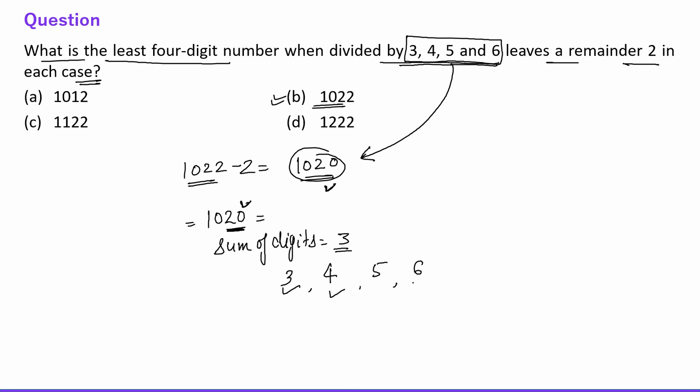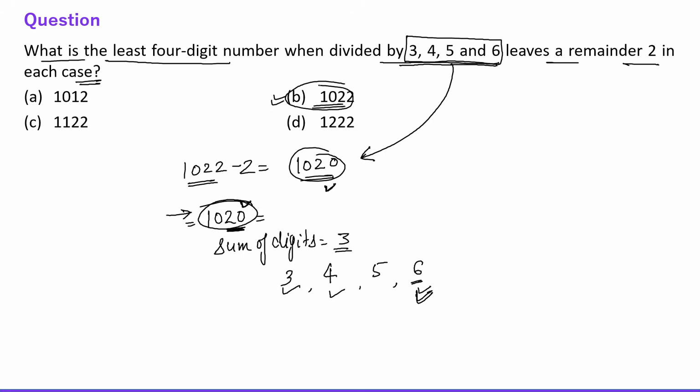And what about 6? This number is also divisible by 6 because it is an even number and divisible by 3. So this number is divisible by 2 also and divisible by 3 also. It means it is divisible by 6 also. Right? So here 1022 is a number which, when divided by 3, 4, 5, 6, will give you a remainder 2 because 1020 is completely divisible by 3, 4, 5, 6.